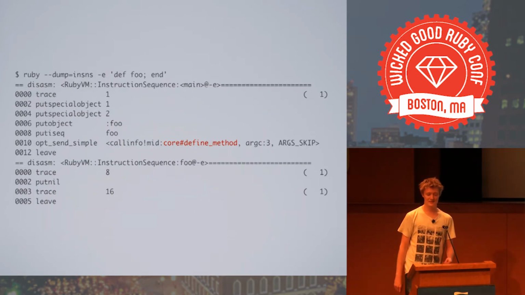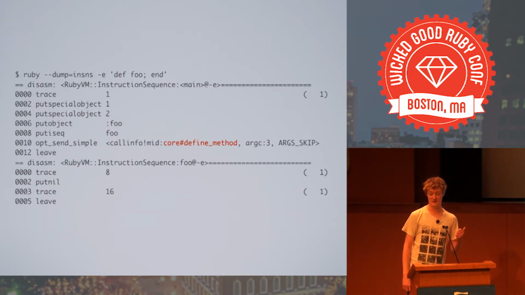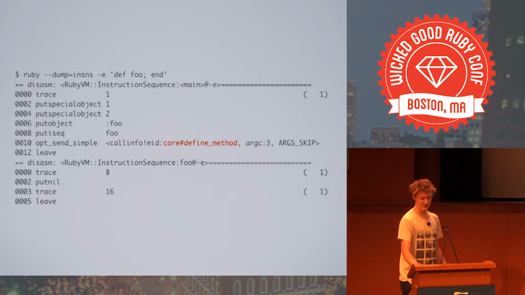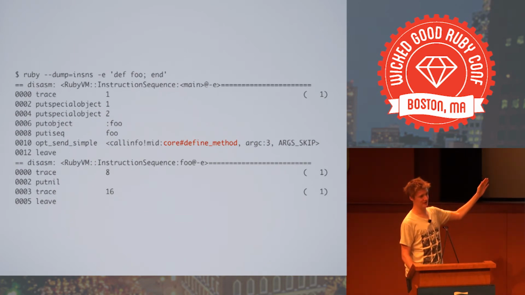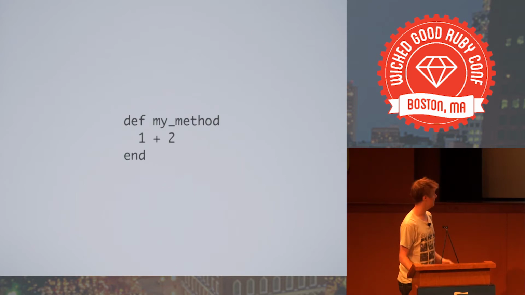So we can see the frozen core being used when you define a method. So this is just the bytecode that's generated when you type def foo end. So it puts 2 special objects, then it puts the name of the method you're defining, and it puts the instruction sequence, which is the method body. And then it calls a method called core#define_method. And that's actually a method on the frozen core.